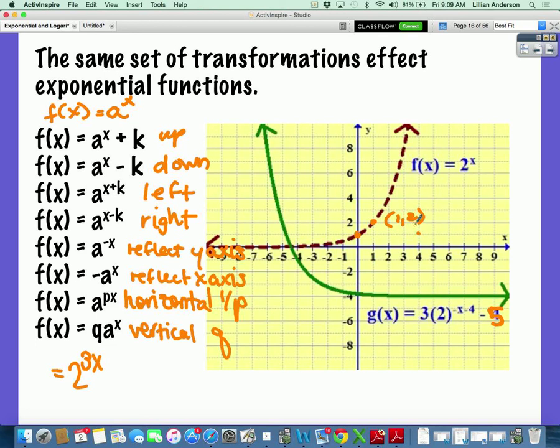Think about it. If I vertically stretch, what's happening to that point? All my y's are going to get multiplied by 3, so I'm at (1, 6). And then that point gets flipped over the y-axis. So I'm here now. Then I move how? This is all types of wrong. Very much all types of wrong. So I move to the right 4, and I should move down 5.